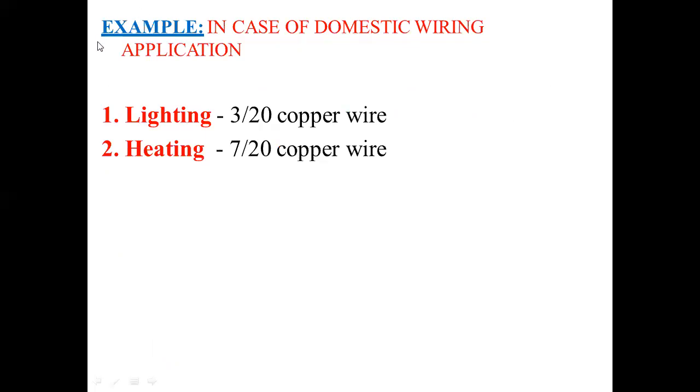For example, for lighting circuits, we require 3 by 20 copper wire. It is the rating of the copper wire, 3 by 20 size. Heating means power circuit. Lighting we can classify as only for lights, only for fans or ceiling outlets, or plug sockets. Heating means for geyser, refrigerator, air conditioners, and so on.